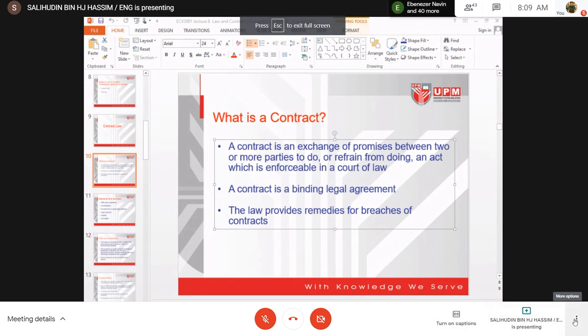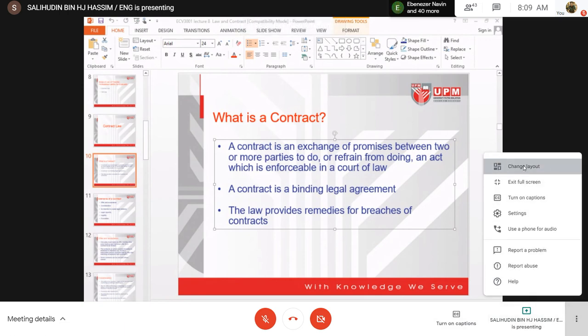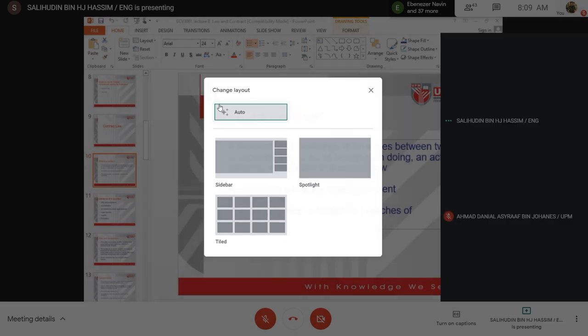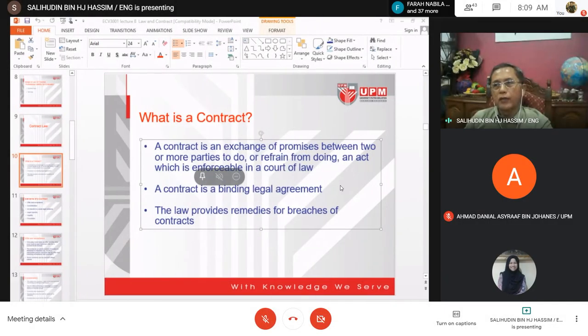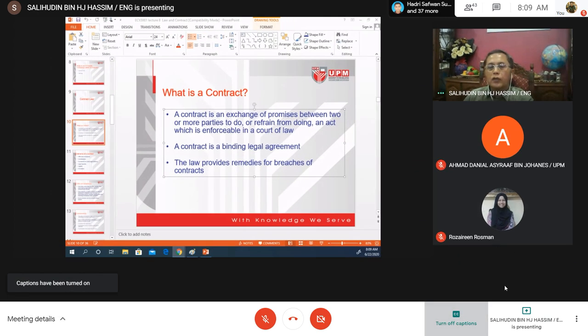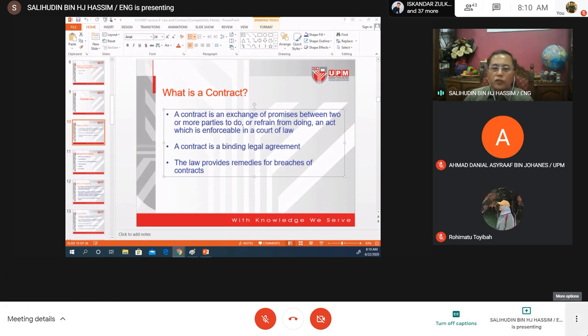The contract protects the parties from being victims. Satu. By what? Providing a way to remedy. Remedy means what? Untuk menuntut balik. To get payback from the other party who breaches the contract. That's the importance of the contract.